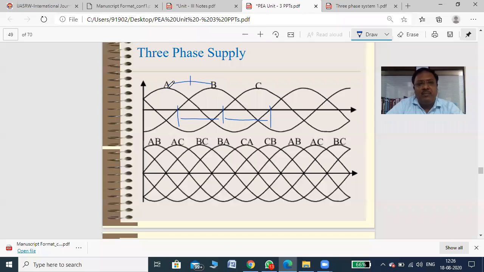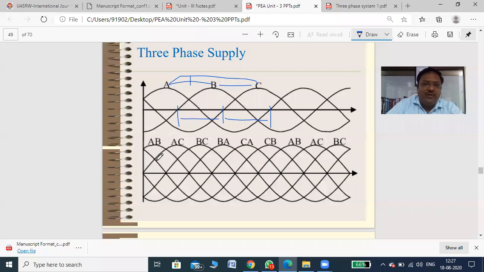Okay. Then phase A and C, it is again 440. Then B and C is again 440. Then B and A is also 440. C and A is also 440. C and B is also 440, and so on.